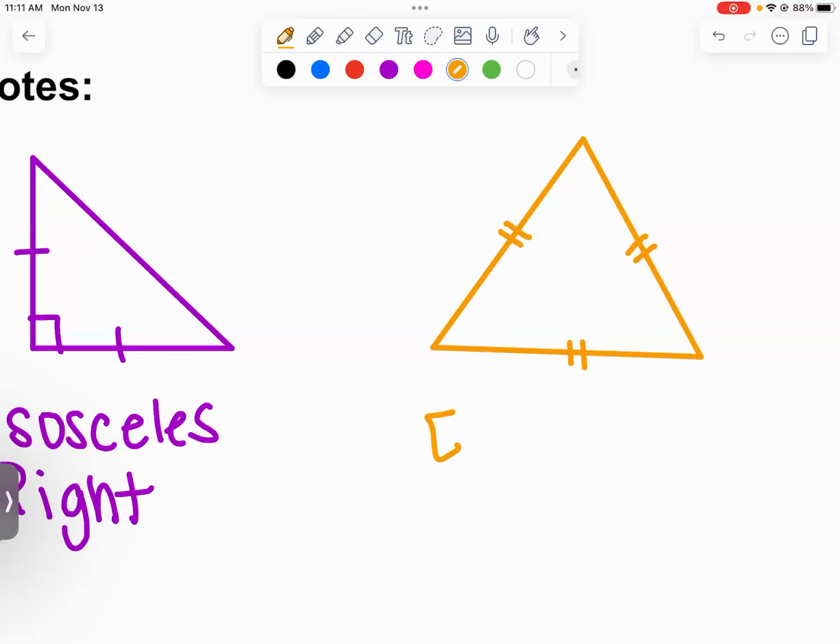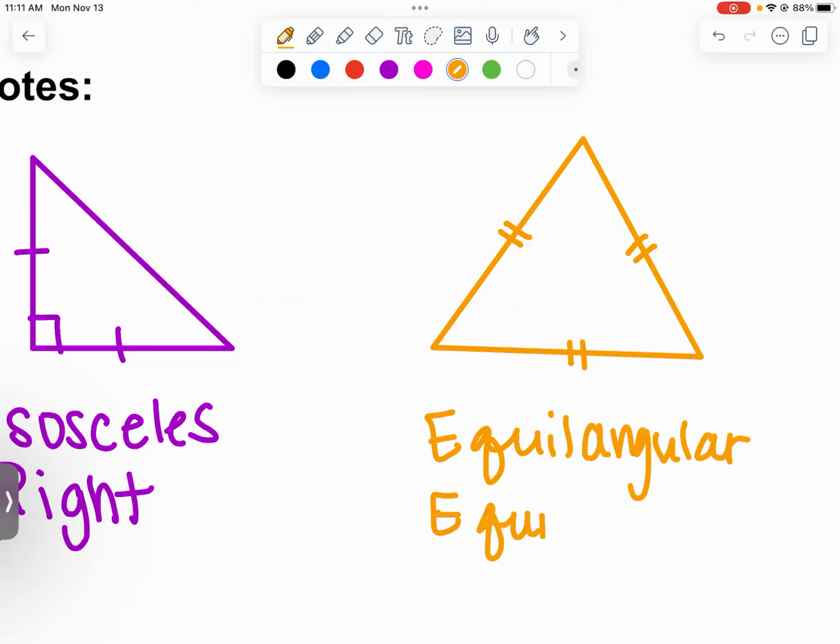Equal. Okay, so we have equiangular and equilateral. If you called this equilateral acute, I would totally be okay with that. Harvey, what are all 3 of those angles? What measure? How many degrees? 60. Yes. If they're all 3 the same, they're all 60 degrees.